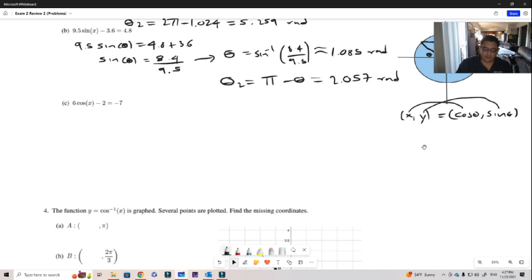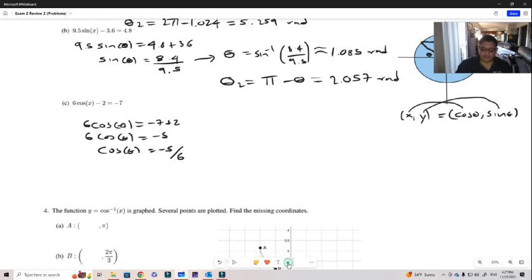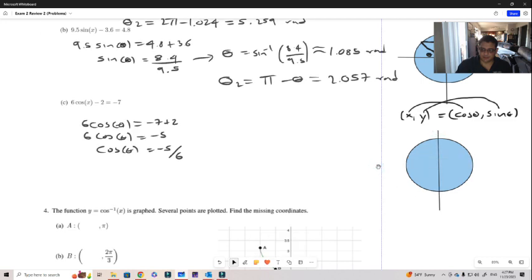Now, last, we have this equation that's going to give me cosine of theta, and let's move this minus 7 plus 2, and this is 6. So 6 cosine of theta is minus 5, or cosine of theta is minus 5 over 6. Now this is a negative value. Because we're dealing with a negative, let me make my picture here again and put the quadrants.